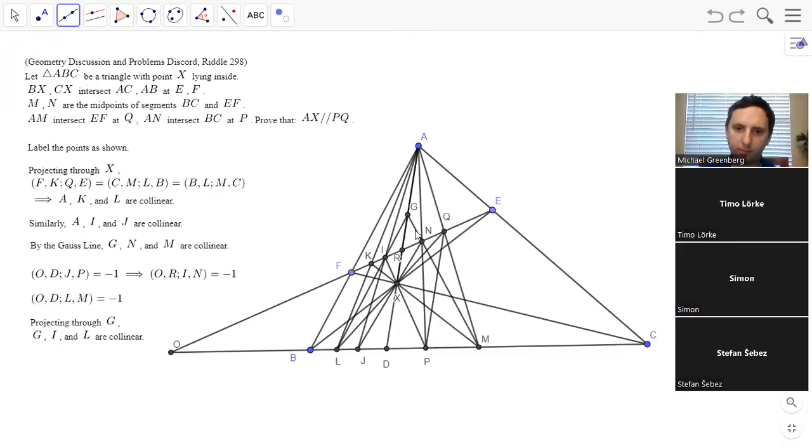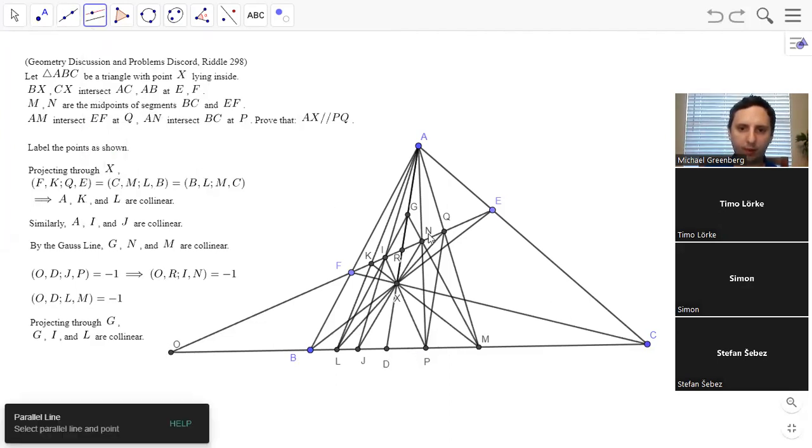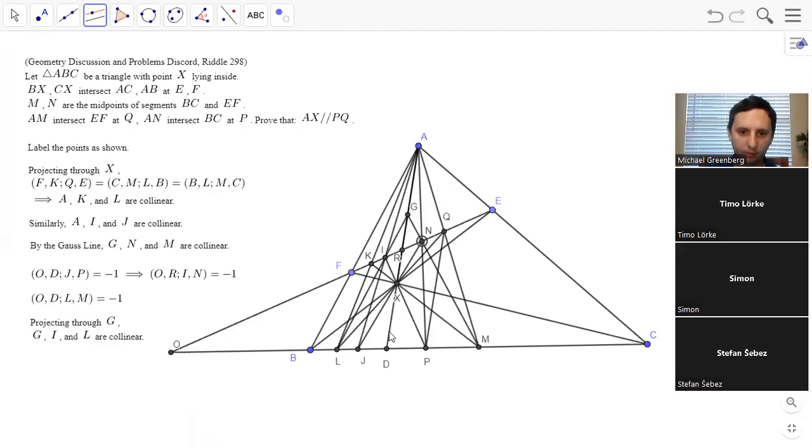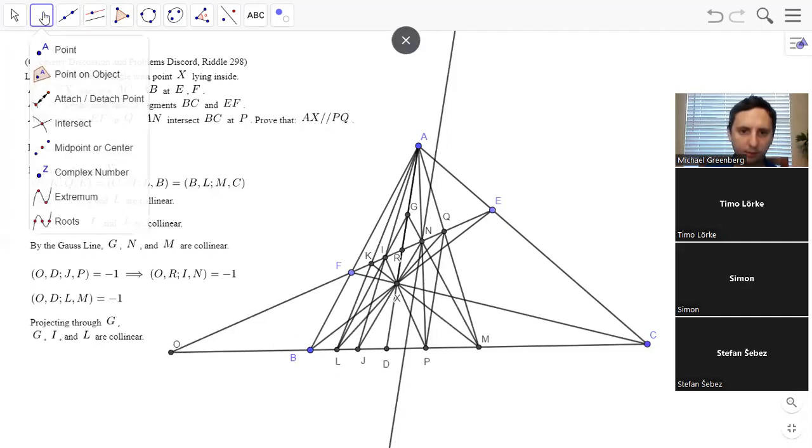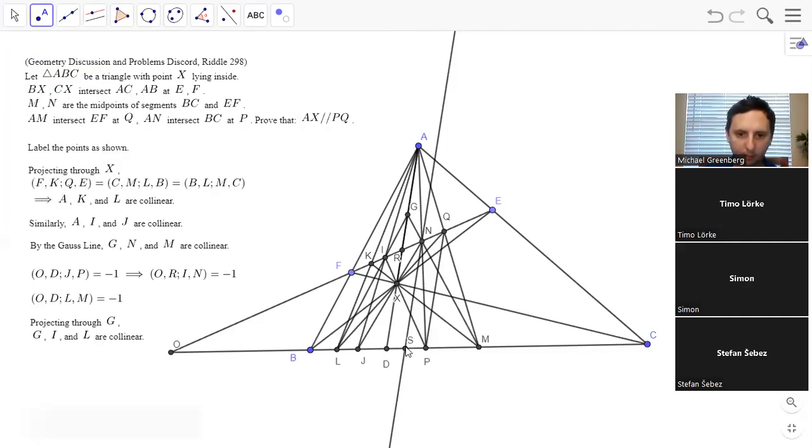We could try projecting through N, but so we get PM, PML, and this point are harmonic. Yeah, maybe that would help. So let's say I draw the parallel through N to AX. Then if we project AGX to infinity, we have PMLS is harmonic.